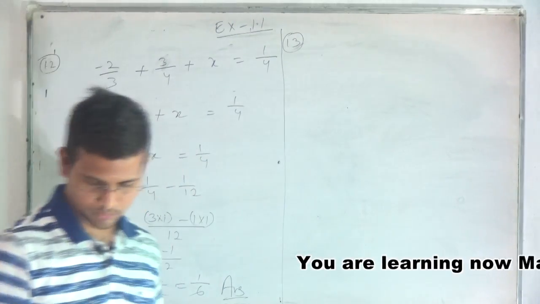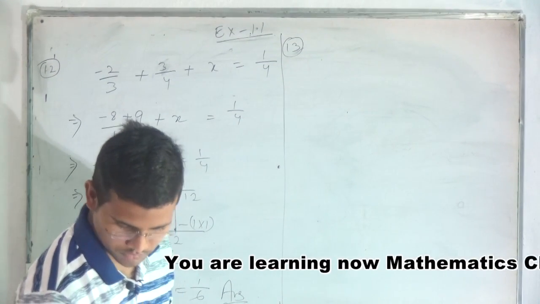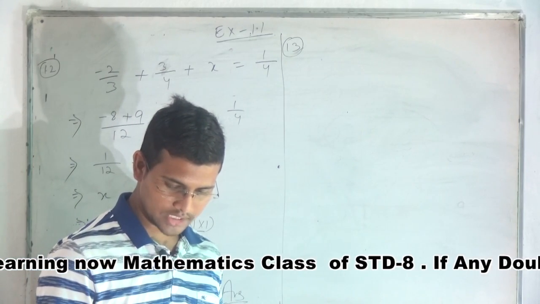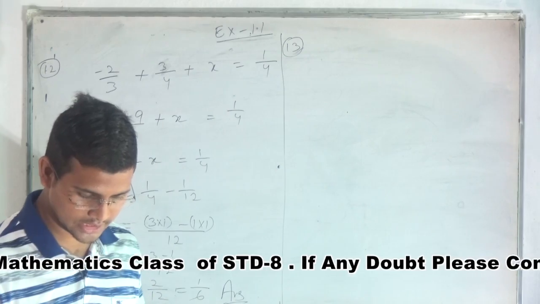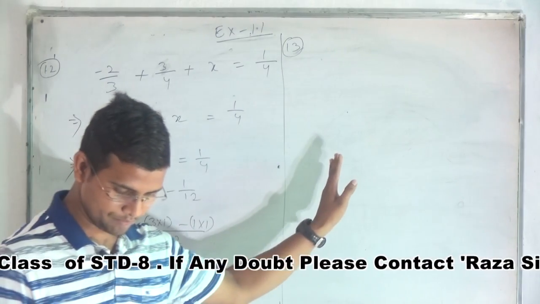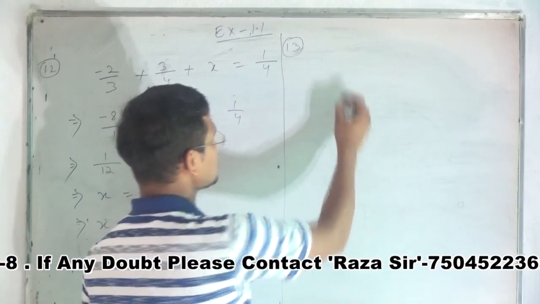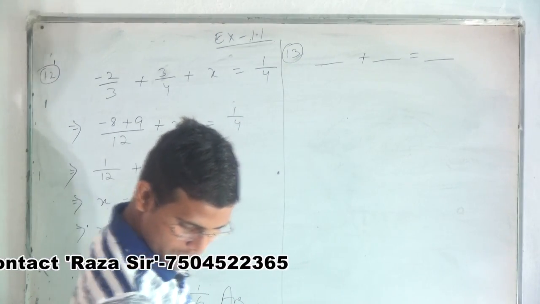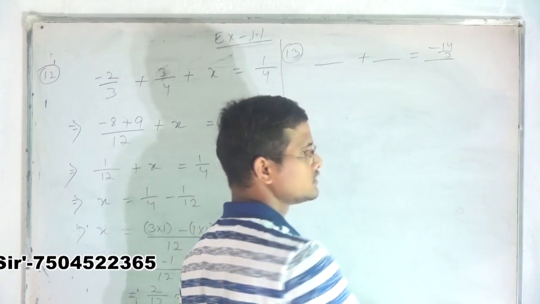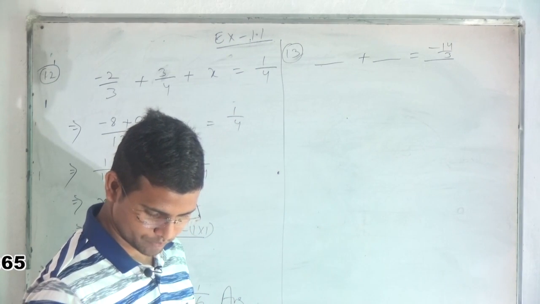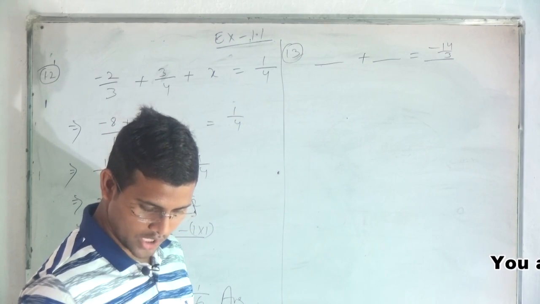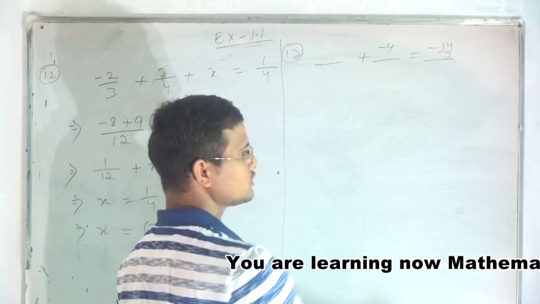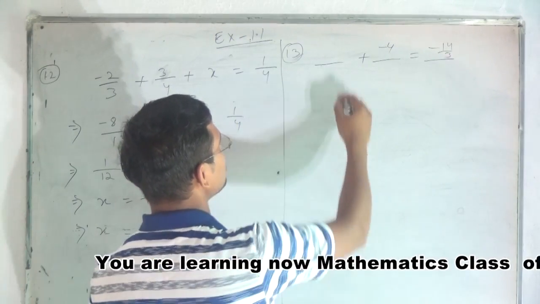Another, number 13. Question is: the sum of two rational numbers is minus 14/3. If one of the rational numbers is minus 4, then find the other number. That means there is a summation. The sum of two rational numbers is minus 14/3. If one of the rational numbers is minus 4, then what is the value of the other number?